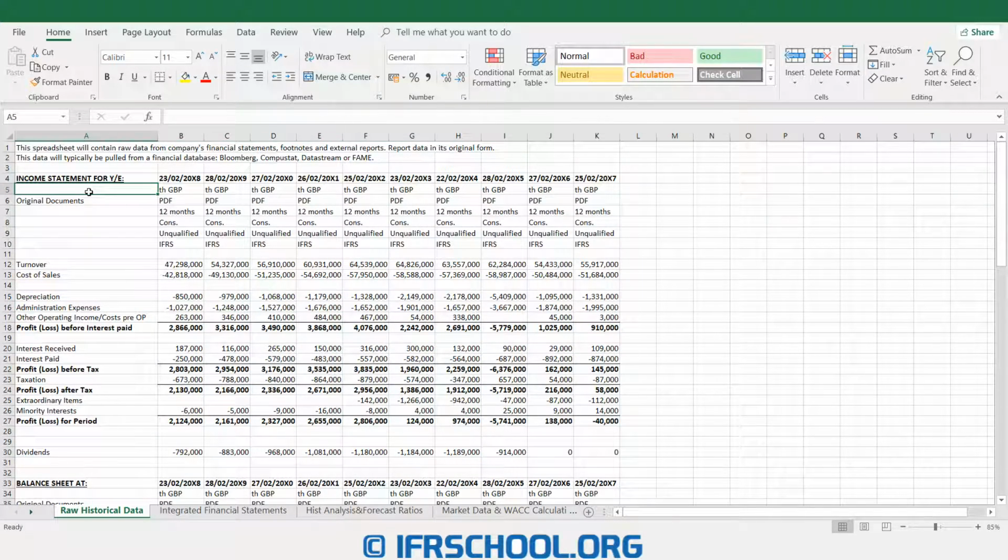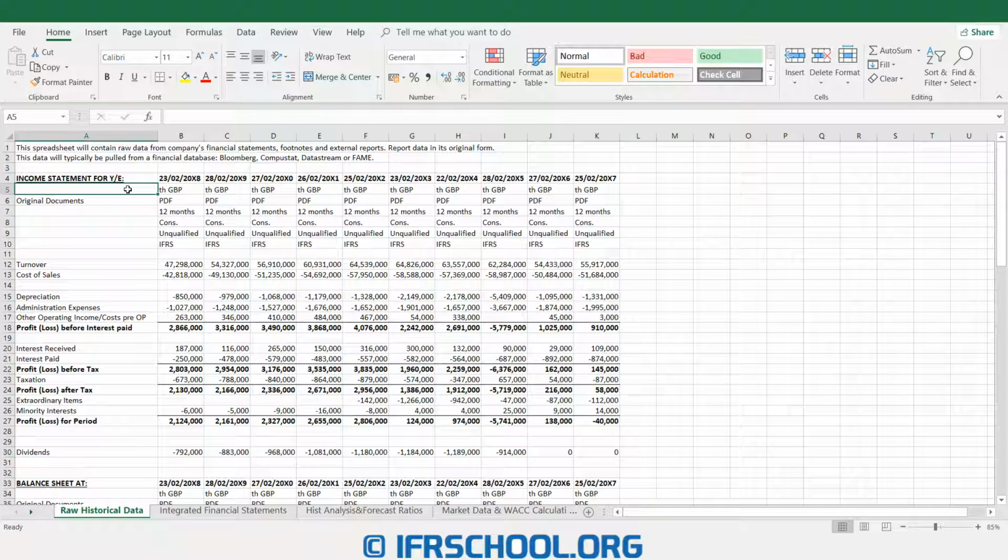A few things to point out. Firstly, we can see that the data is denominated in British pounds and it is denominated in thousands. Therefore, all of the figures throughout the model and the final valuation amount will be in thousands of pounds.